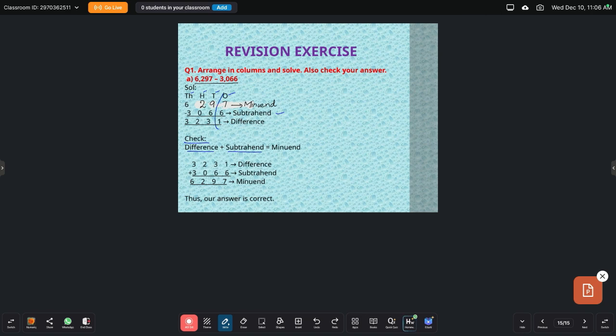Look here, we will begin with the ones column. In ones column, we have 7 as manuend and 6 as subtrahend. So 7 minus 6 is 1. Now move to next column. Tens column, here we have 9 as manuend and 6 as subtrahend. 9 minus 6 is 3. Now move to next column. Hundreds column, here we have 2 minus 0 is 2. And in thousands column, we have 6 minus 3, that is 3.